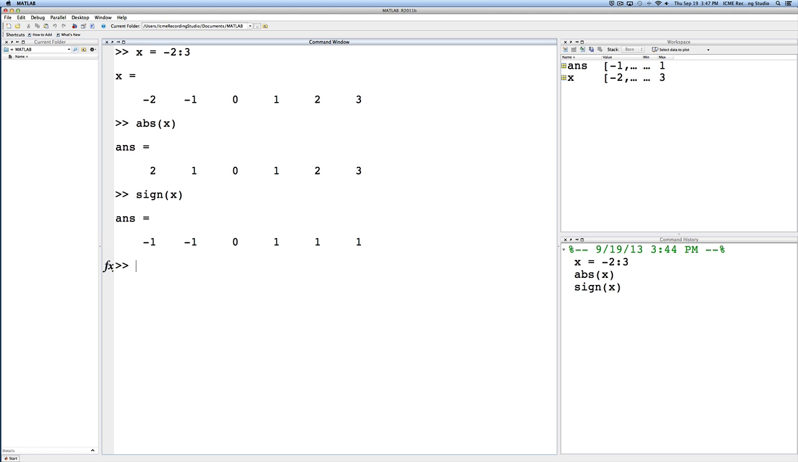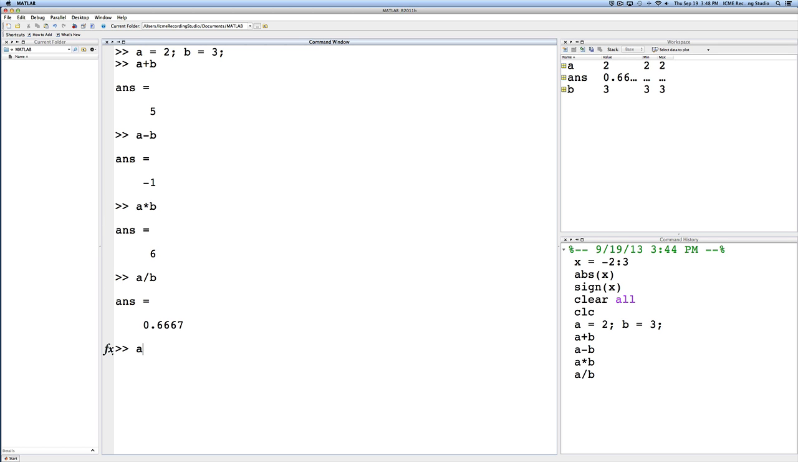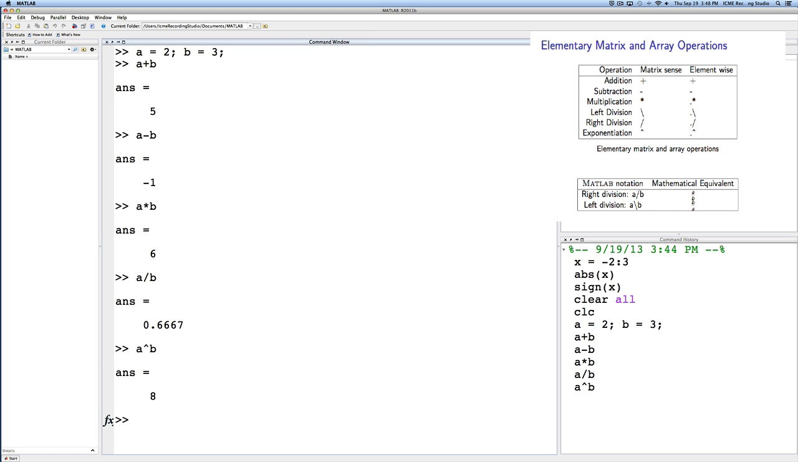Let's say we have two scalars, a and b. a is 2 and b is 3. Any of the basic arithmetic operations on scalars produce the obvious results. For matrices, all these operations can be carried out in a matrix sense, that is, according to the rules of matrix algebra, or array sense, which is element-wise.